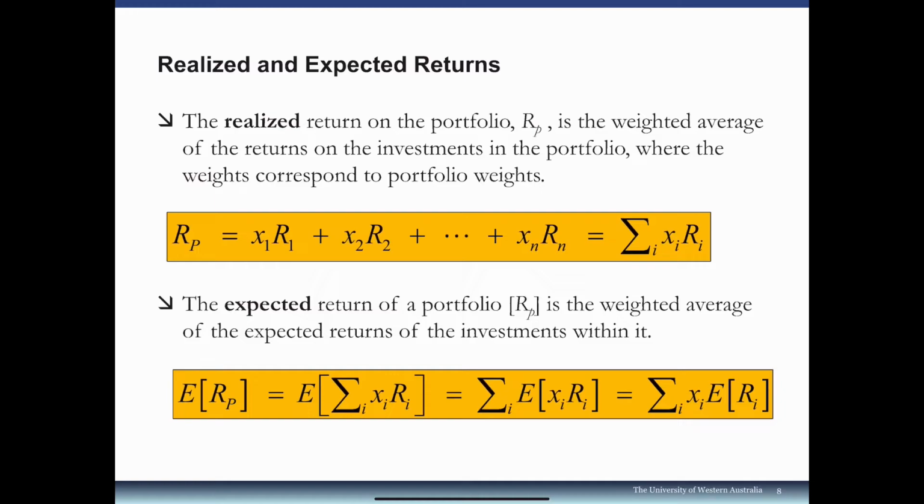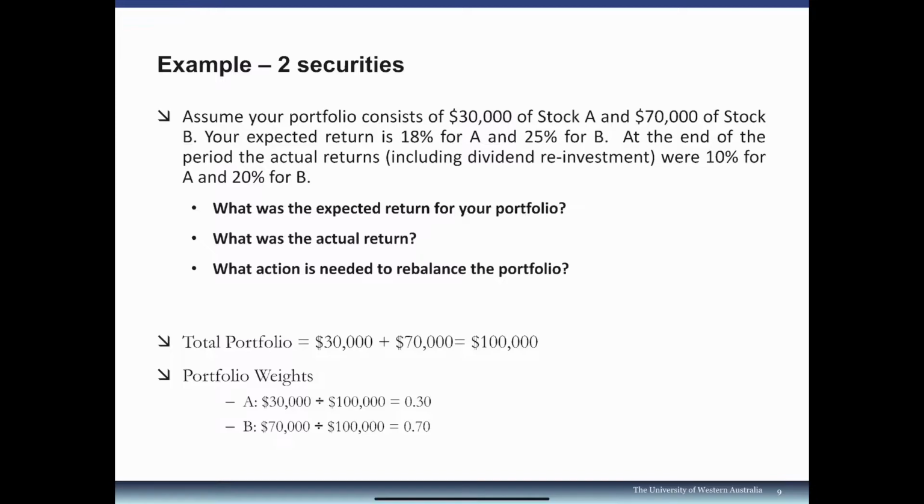Why don't we look at a numerical example? This is actually quite an important example. Assume your portfolio consists of $30 of stock A and $70 of stock B. Your expected return is 18% for A and 25% for B. At the end of the period, the actual returns, including dividend reinvestment, remember what we talked about in week 10, such that your annual return is just compounded returns, which makes calculation easier, are 10% for A and 20% for B.